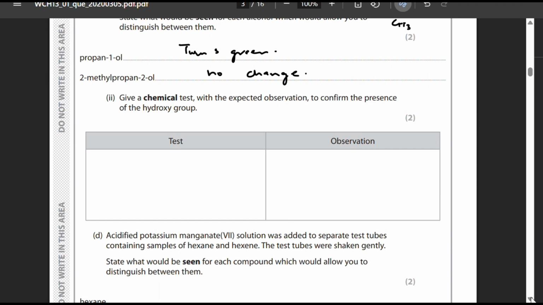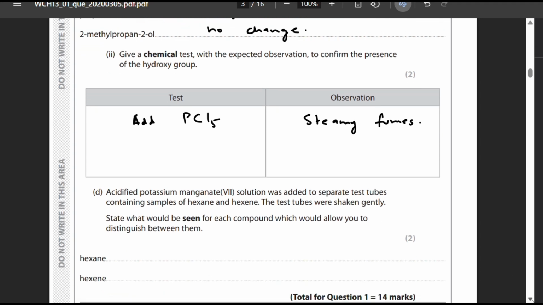Now give a chemical test with the expected observation to confirm the presence of the hydroxy group. So what is the test? Add phosphorus pentachloride, PCl5, and you can see steamy fumes. So you can use this test.